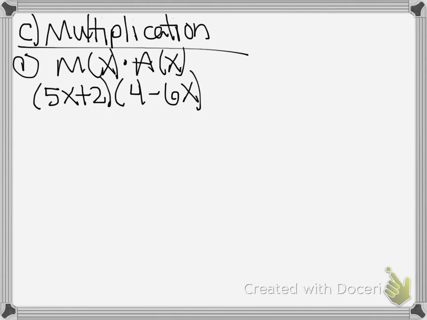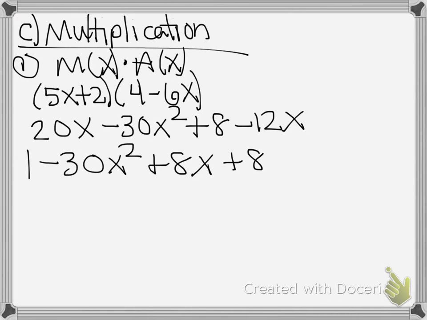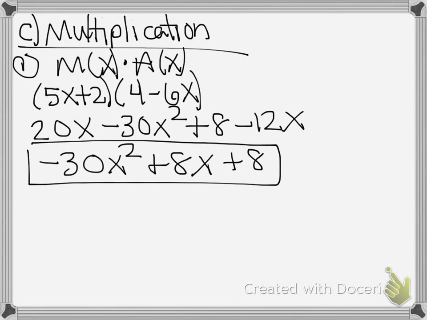You might be thinking distribute, double distribute. Some of you may even be saying FOIL, and that's totally fine. That gives us 20x minus 30x squared plus 8 minus 12x, and combine like terms, negative 30x squared plus 8x plus 8. Box. Binomial times a binomial isn't too bad.